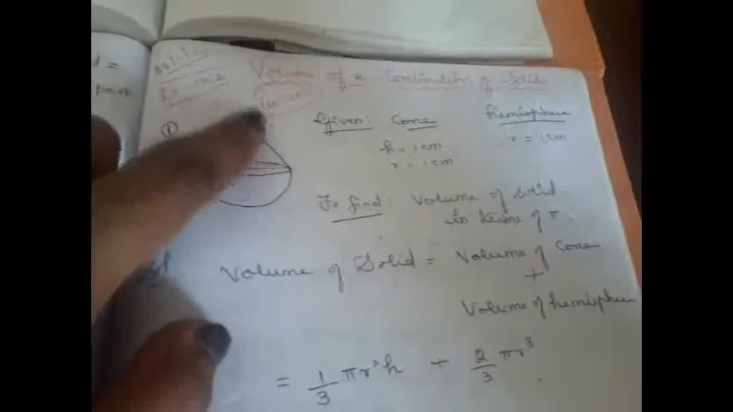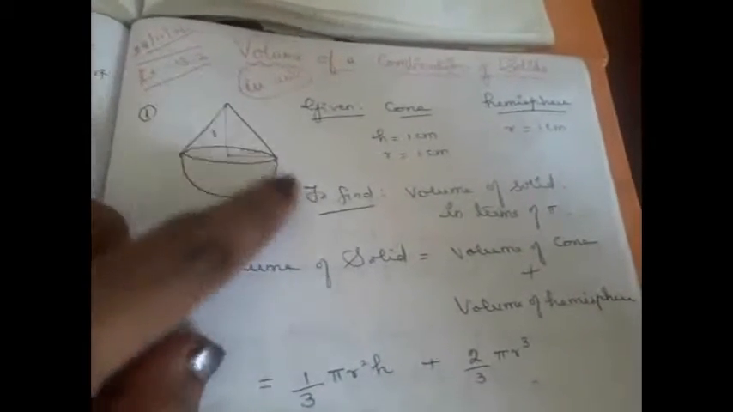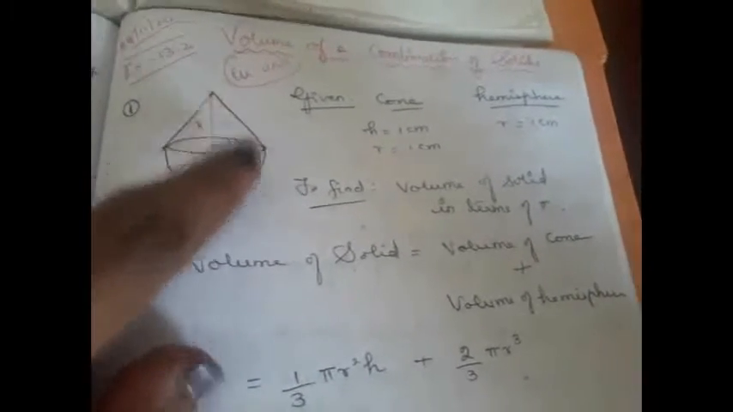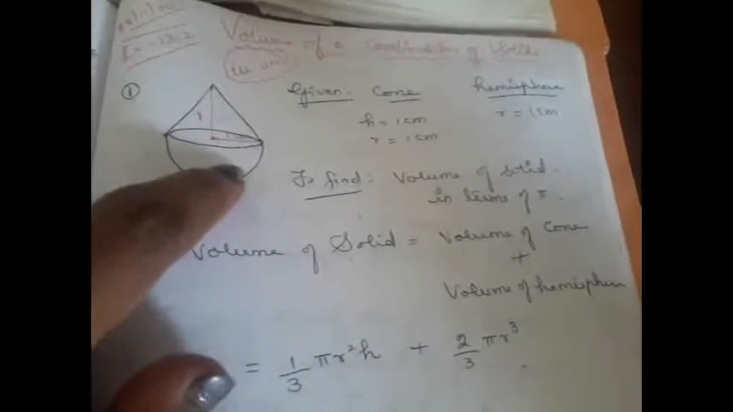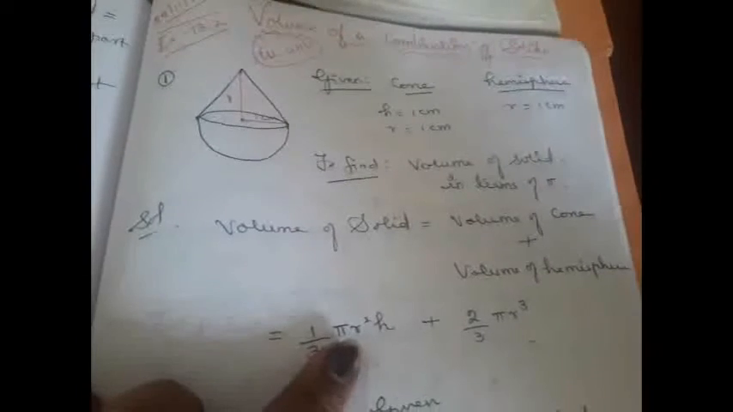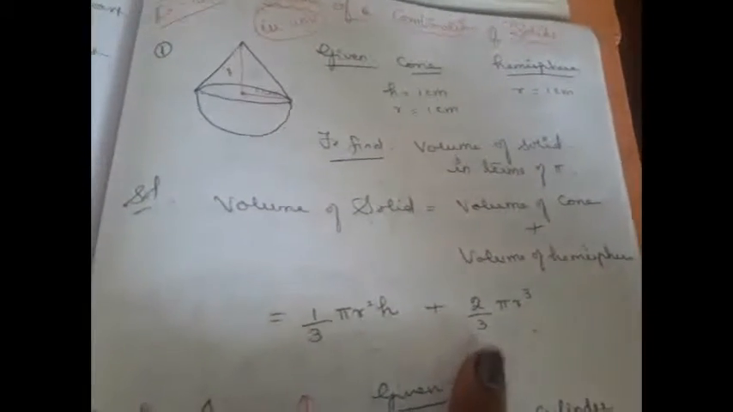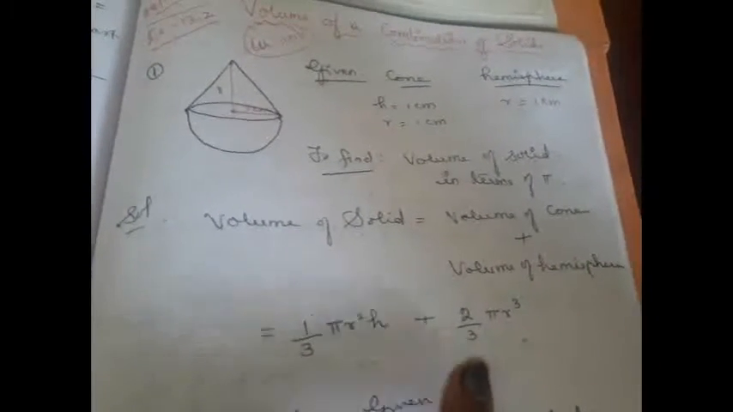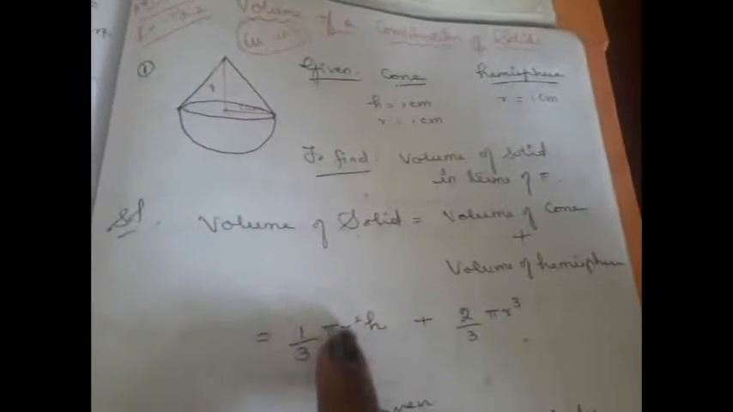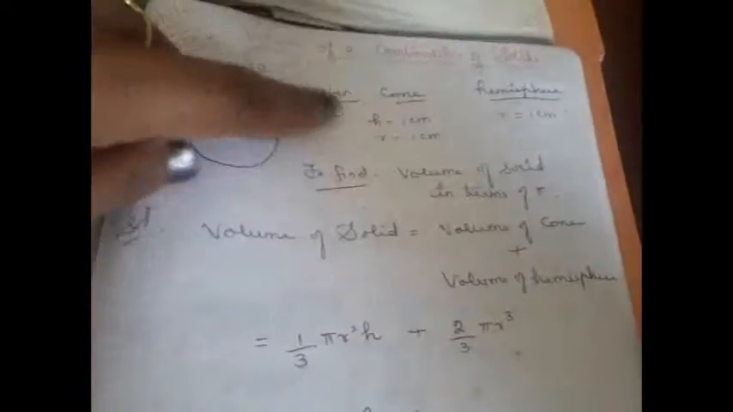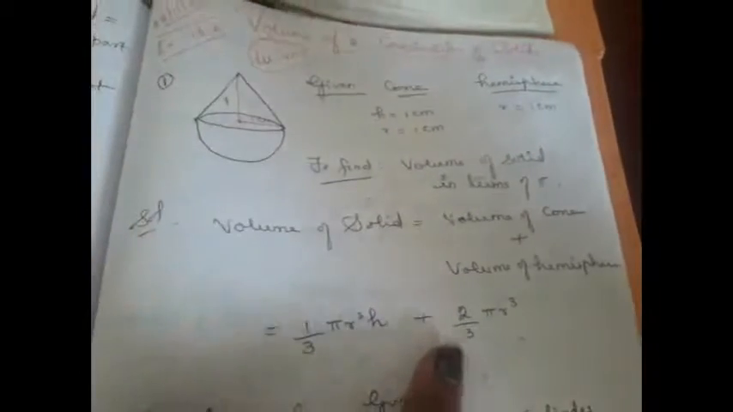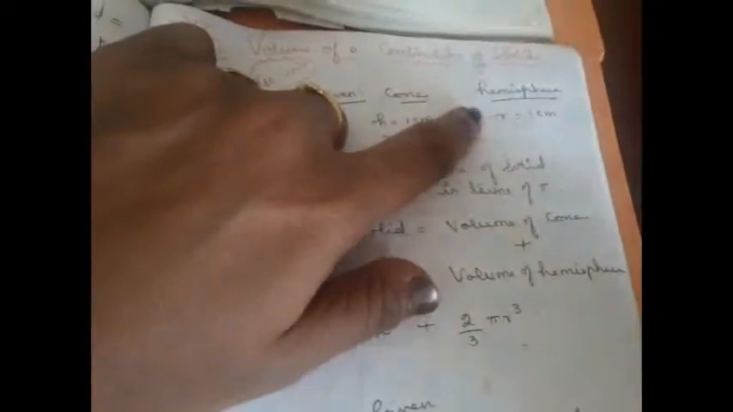How can we find the volume of the solid here? Volume of the solid is equal to volume of the cone plus volume of the hemisphere. That's all. Volume of a cone formula is 1 by 3 pi r square h. Volume of hemisphere is 2 by 3 pi r cube. To substitute in these formulae, we should know the radius and height of the cone, which is directly given in the question. Similarly, for volume of hemisphere, we need only the radius, which is also given. So if you directly substitute the values, we can arrive at the answer.